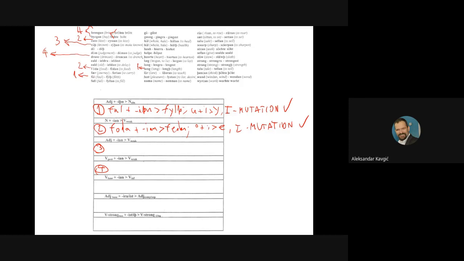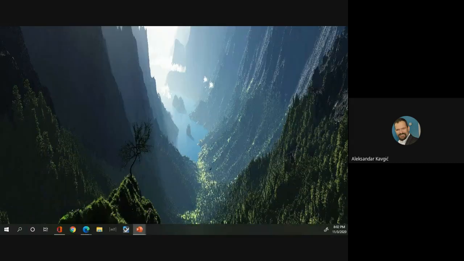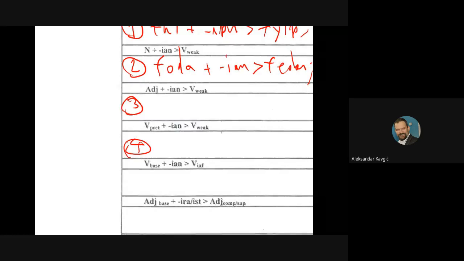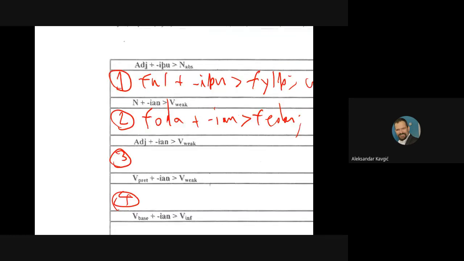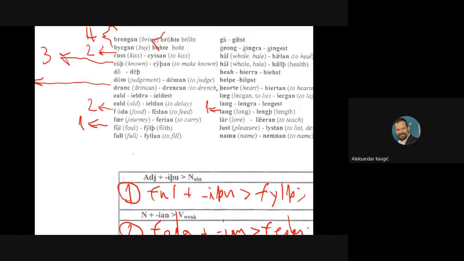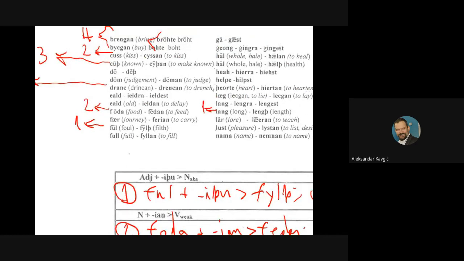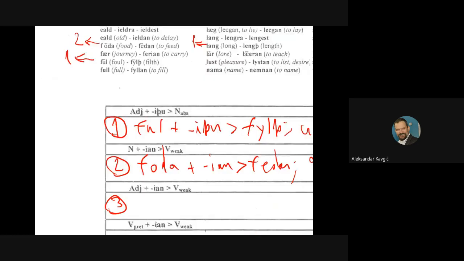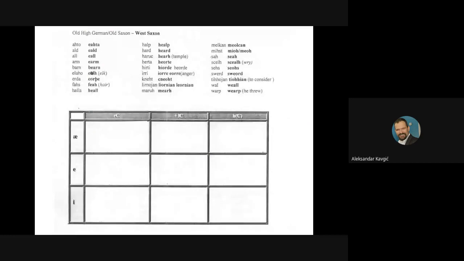So you see what it's written here. It's past tense. I don't know if you can see that. But group four means that you have the preterite form of the word, and then you add ian to create a weak verb. You have to know Old English to understand what's happening here. That's, for example, this brochte. Broch is the past tense. You add ian and you create the word brengan, which is the present day bring. So I will never give you anything like this.